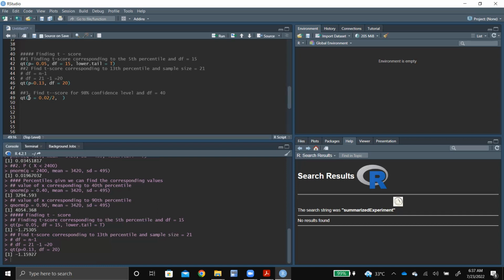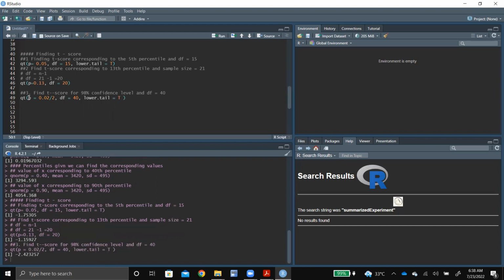One for lower equal to true, another one for lower equals to false. So let me show this to you, because it is looking for the confidence level. Actually, we're looking for the values of T1 and T2. So this should be P equal to 0.02, degrees of freedom equals to 40, and in the first instance, we should have lower.tail equals to true. So this will give me the lower bound. This gives the value to be negative 2.42.